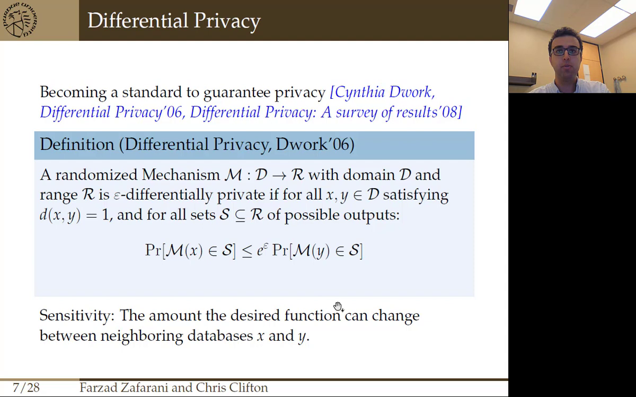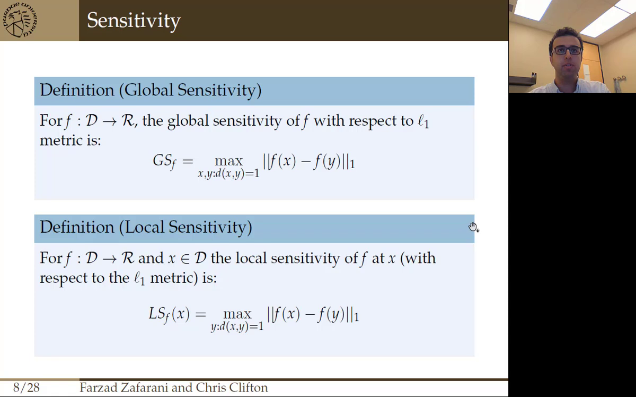Another concept to discuss is the notion of sensitivity. The sensitivity of a function f is defined as how much the output of f may change between neighboring databases x and y. There are two types of sensitivity. One is global sensitivity, which for a function f with respect to the L1 metric is the maximum absolute difference between the outcome of f for all pairs of neighboring databases. The other is called local sensitivity, which is defined for a given database X, where we only look at the neighbors of X and report the maximum absolute difference between f(X) and f(Y) for all neighbors of X, denoted by Y.